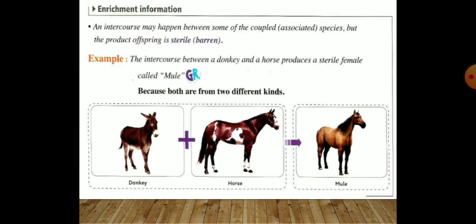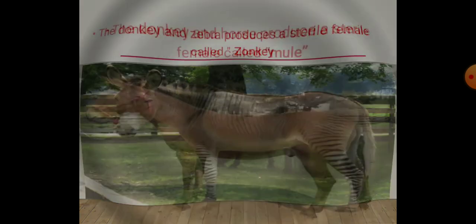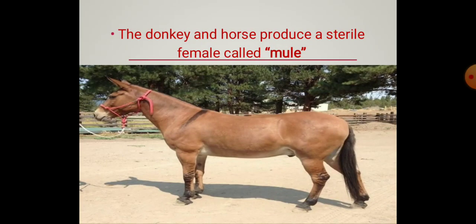Perfect. About the enrichment information: donkey plus horse give us a mule. The donkey and zebra produce a zonkey. And the donkey and horse produce a mule.